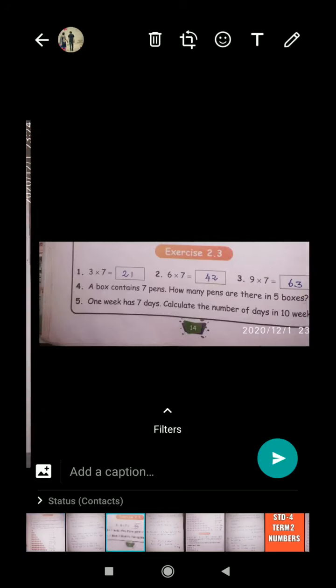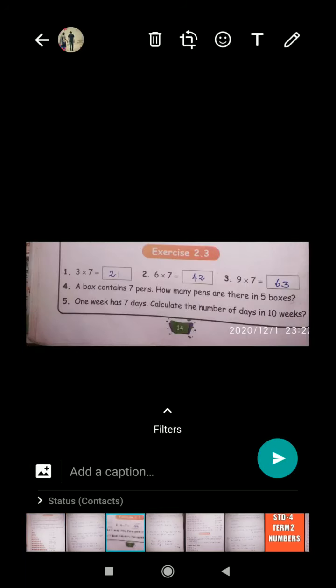Next, exercise 2.3. Look at the first question. 3 sevens are 21. Second question, 6 sevens are 42. Third question, 9 sevens are 63. Look at the fourth question. A box contains 7 pens. How many pens are there in 5 boxes?